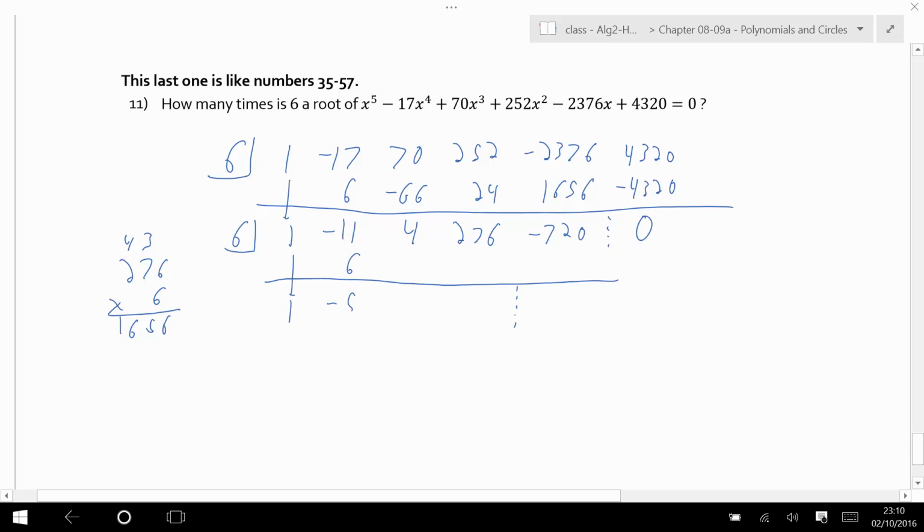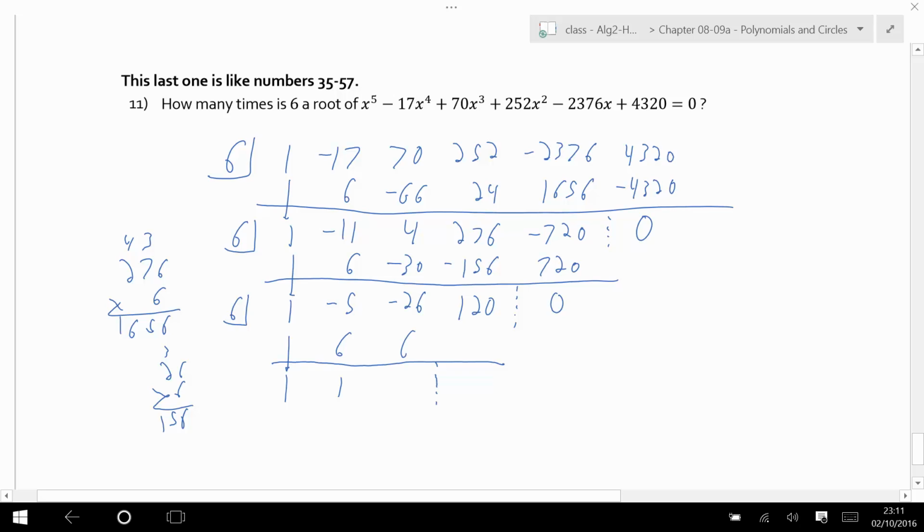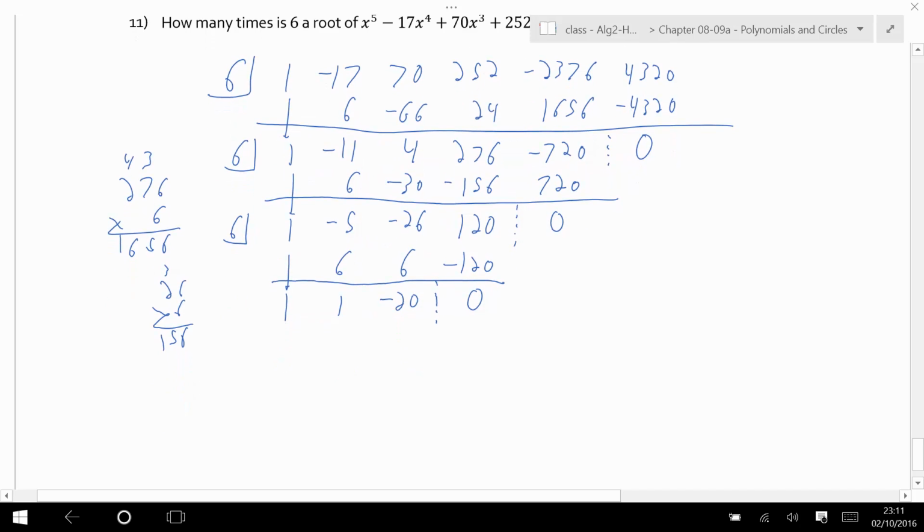1, 6, negative 5, negative 30, negative 26. We have to do 26 times 6, which is 156. So this is actually negative 156. And I get positive 120, positive 720, and 0. Okay, let's keep going. 6. Remember, it's asking us to show how many times, so we're on round 3. 1, 6, 1, 6, negative 20, negative 120, and 0. Okay, we're going to keep going. We're going to go until we can't do it anymore.